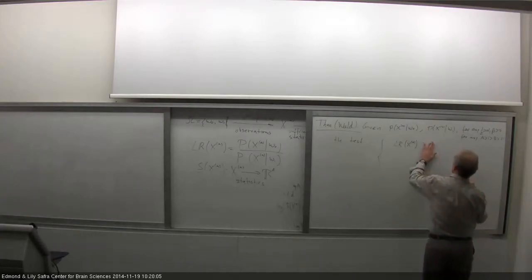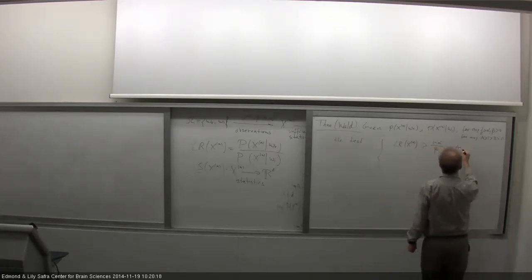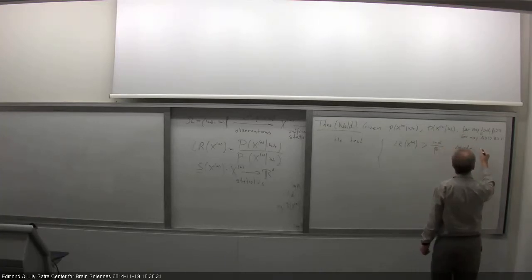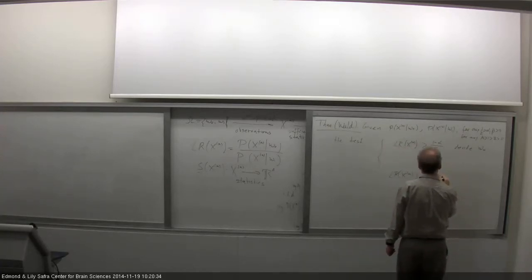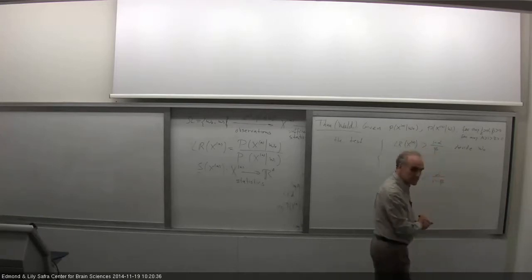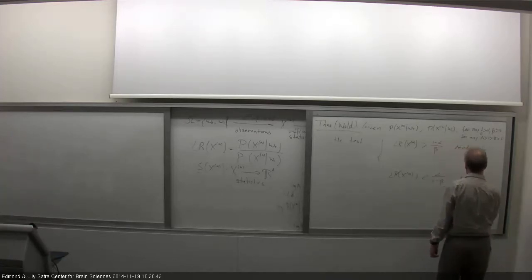For any likelihood ratio in which this is greater than 1 minus alpha over beta, decide omega 0. And if the likelihood ratio of xn is less than alpha over 1 minus beta, decide omega 1.